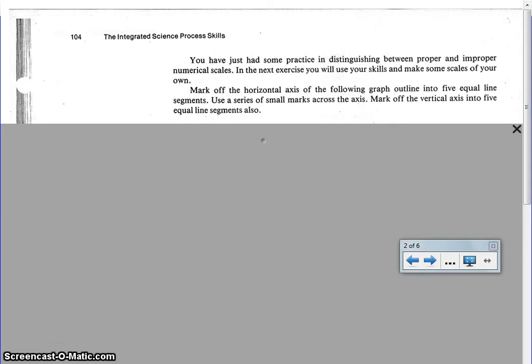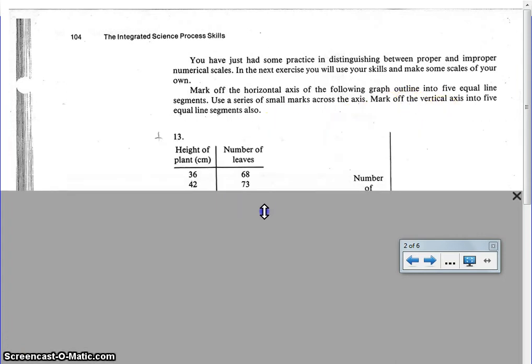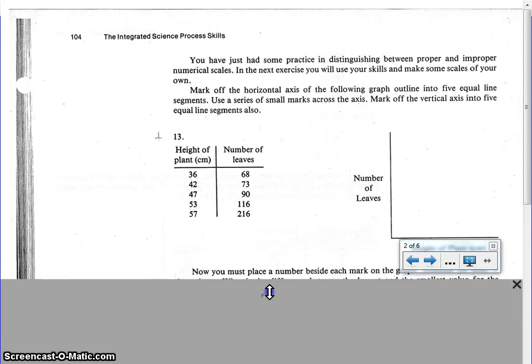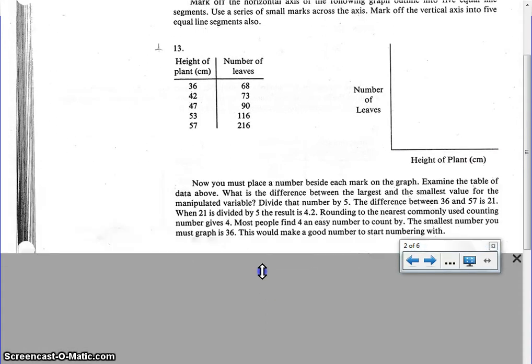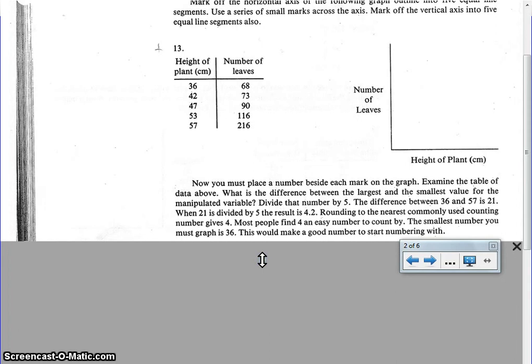Mark off the horizontal axis of the following graph outlined into 5 equal line segments. Use a series of small marks across the axis. Mark off the vertical axis into 5 equal segments also. So here is the table, and we're just going to read through here. Now you must place a number beside each mark on the graph.